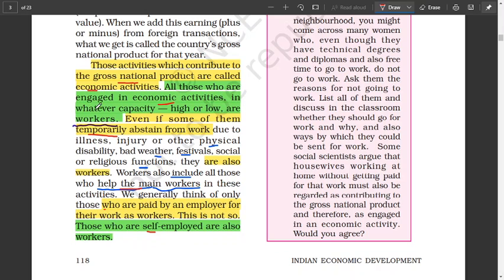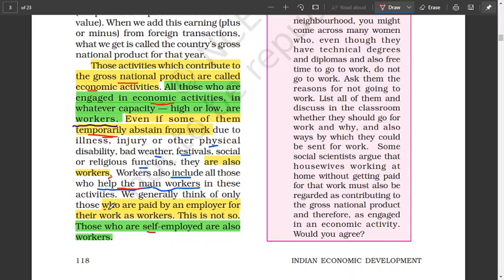All those who are engaged in economic activities, they earn in whatever capacity, high, low, mental or physical work, all of them are workers. Even if they are temporarily absent from work due to illness, injury, physical disability, bad weather, festivals, social or religious functions, they are workers, but they simply can't work for today or for a week because of certain reasons. Workers also include all those who help the main workers, or work under someone else, under the manager, the supervisor, so to say.